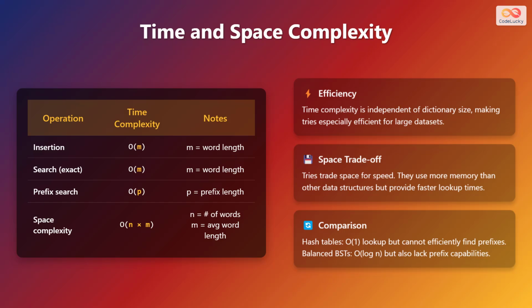Tries trade space for speed. They use more memory than other data structures, but provide faster lookup times. Hash tables offer order of 1 lookup time, but cannot efficiently find prefixes. Balanced binary search trees offer order of log n, but also lack prefix capabilities.